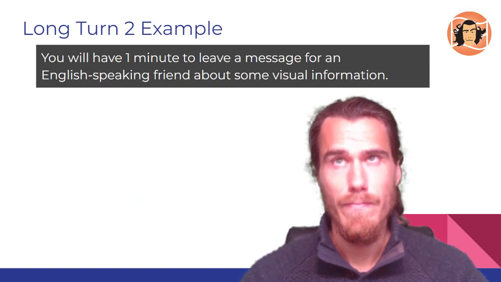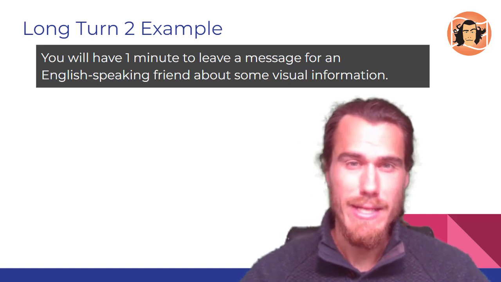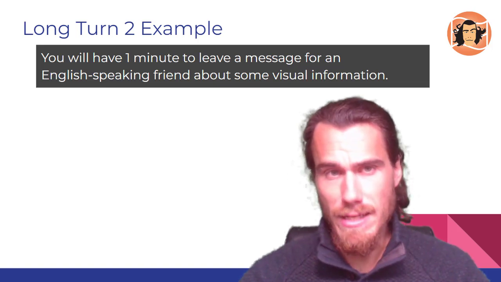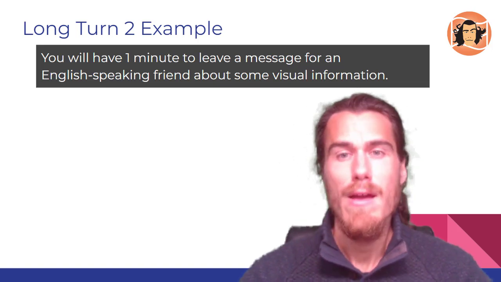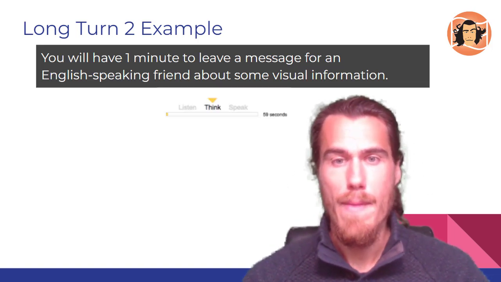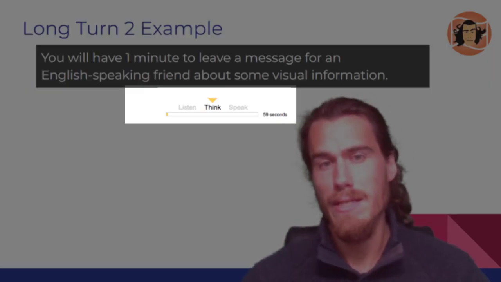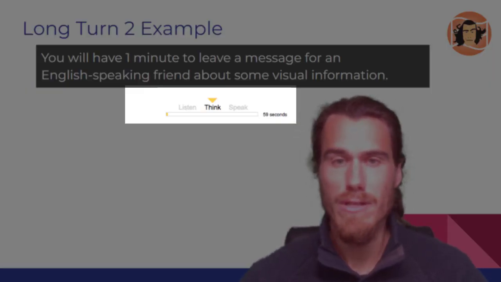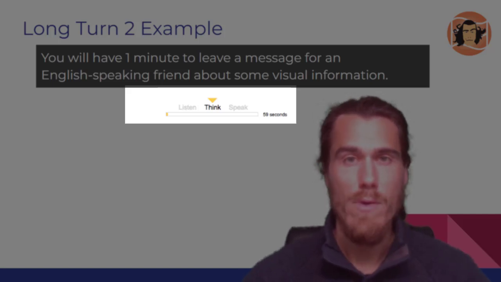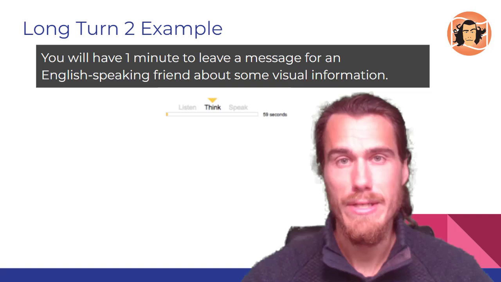So here's an example. These are the instructions that you might see on the screen. You will have 1 minute to leave a message for an English-speaking friend about some visual information. Remember this, there's a listen, a think and a speak. So you will listen to the instructions, 1 minute to think, and then when that arrow moves to speaking, you'll have 1 minute to speak and make your presentation.